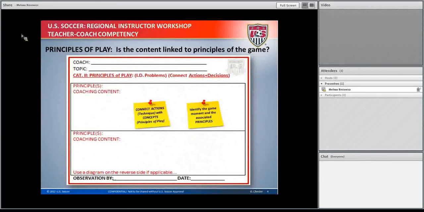We also want to check and record when the coach identifies a game moment and the principles of play that they associate with that game moment, whether it be attacking things such as width or depth, or defending things such as compactness or pressure. We want to note where and when the coach uses the concepts. The terms are not as important as the actual principles themselves.